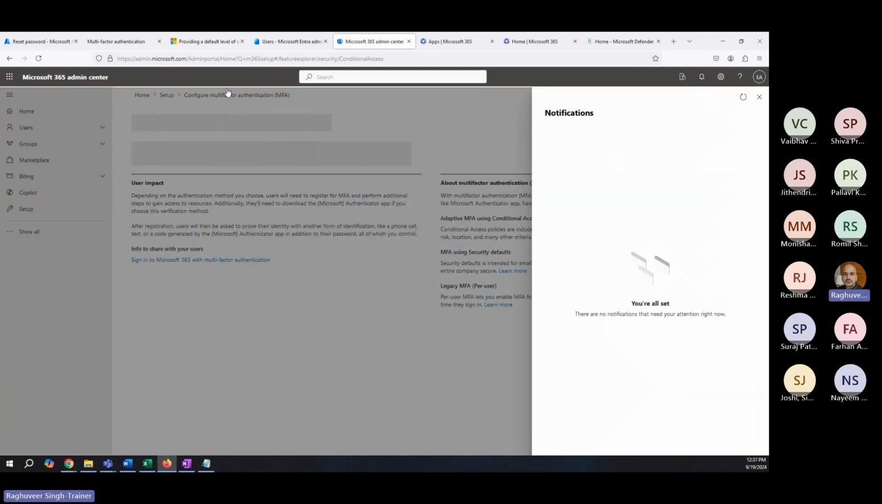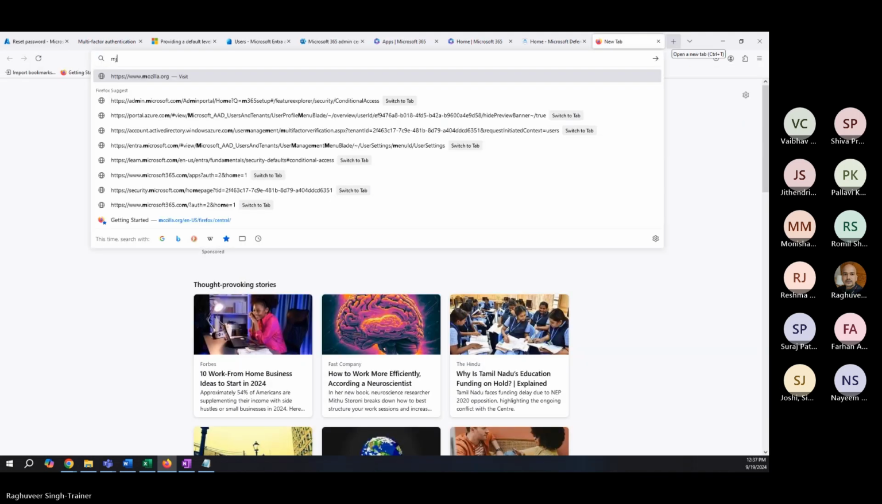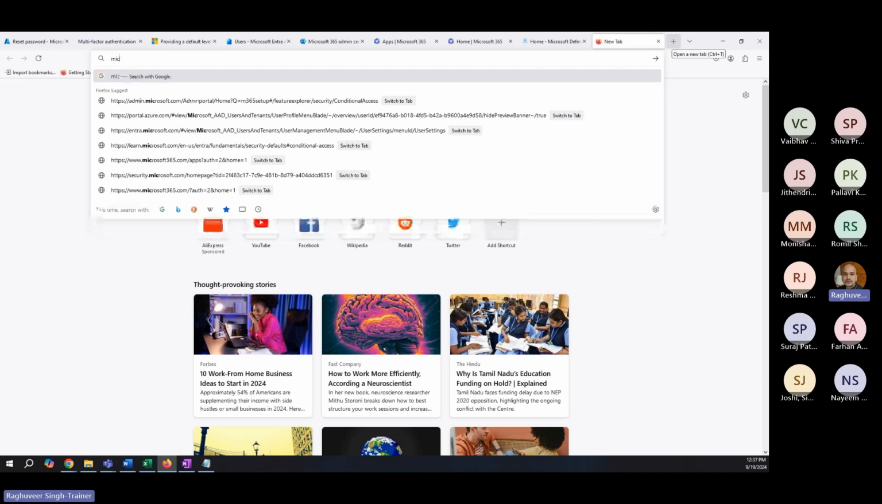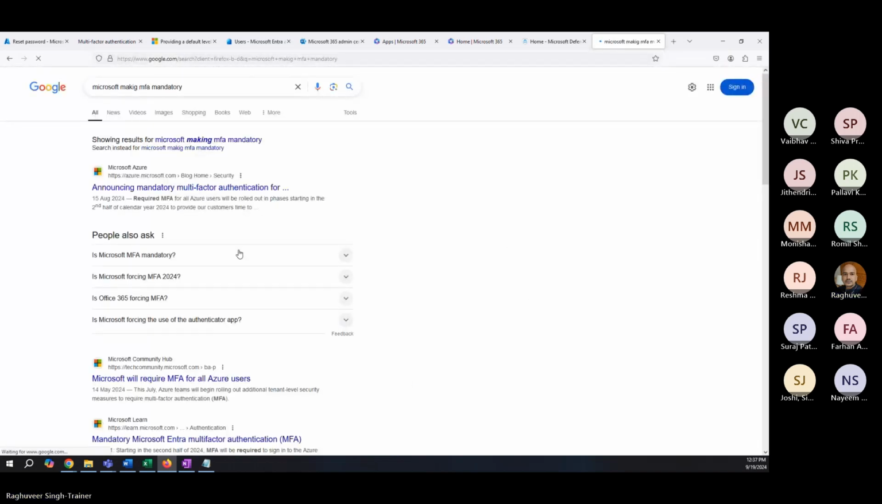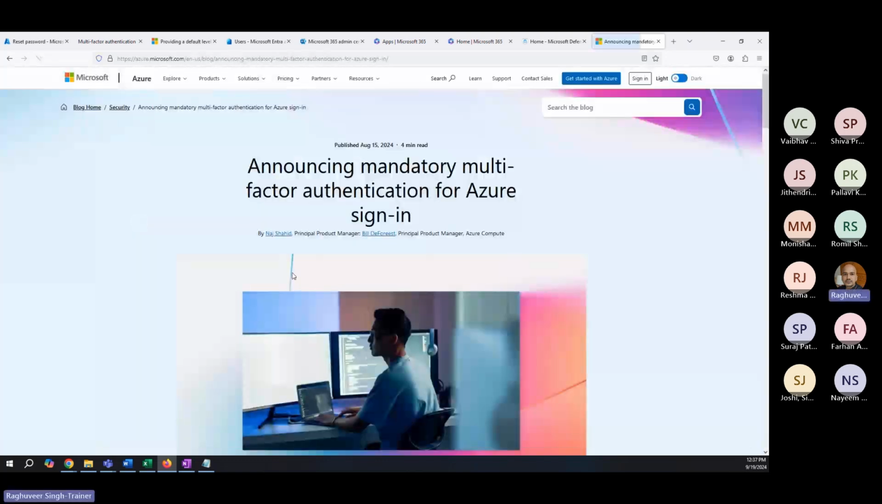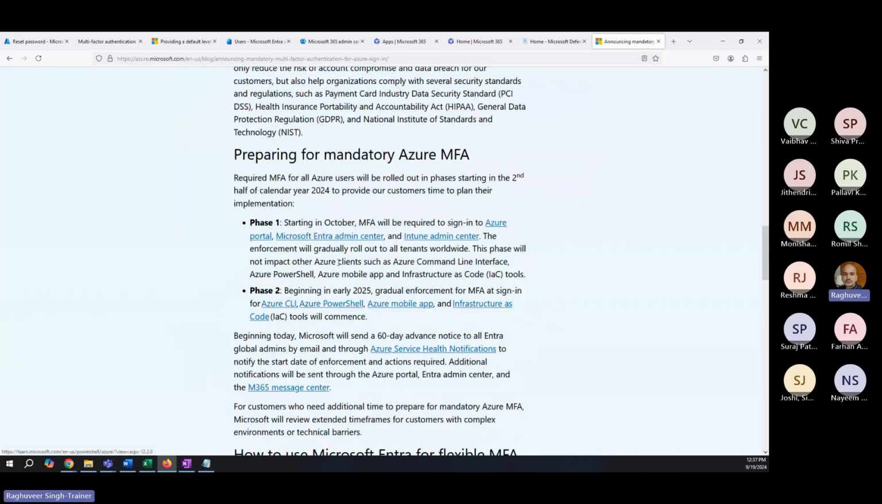You don't see that prompt yet, because the moment you log into this portal, you will start to see the prompt, but I can show you. There is an article for it also. Microsoft making MFA mandatory. Over here, they announced it on 15th of August: announcing mandatory multi-factor authentication for Azure sign-in. So this is getting enabled for Azure sign-in, with mandatory options and the last date for preparing the MFA.